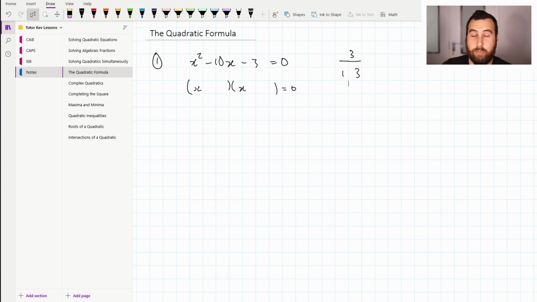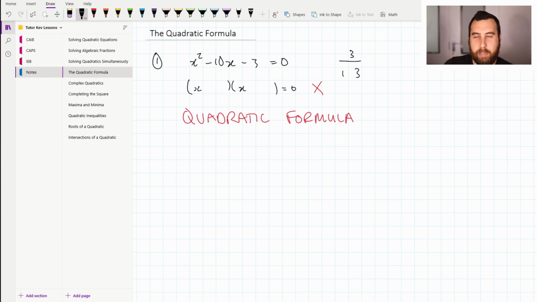The way we solve this is by not factorizing in the traditional sense. We need to learn something new. We need to learn the quadratic formula. So what is the quadratic formula? Basically, it's taking the a, b, and c coefficients from your standard quadratic form and putting them into this really useful formula. It actually derives from completing the square, which I'll be covering in my next video. So let's tackle what the quadratic formula is and how we use it.